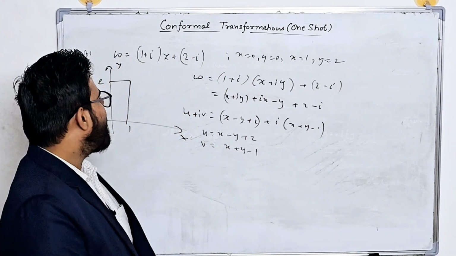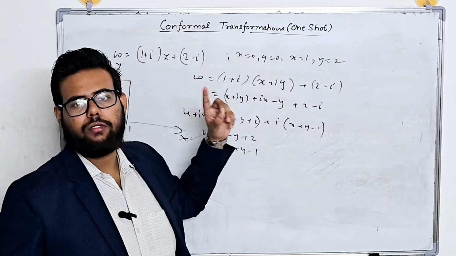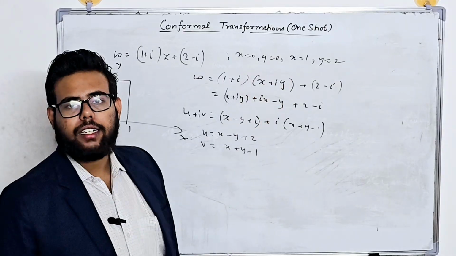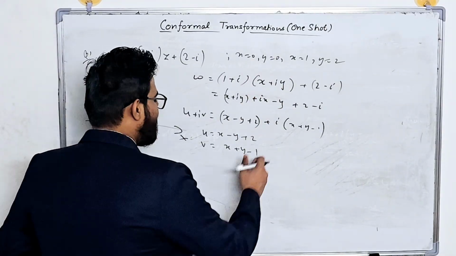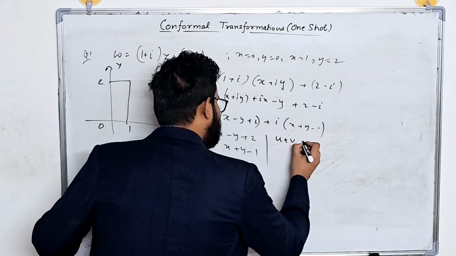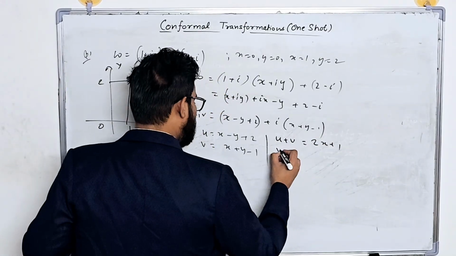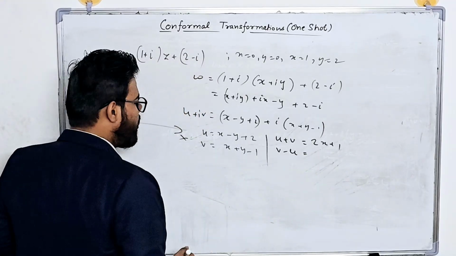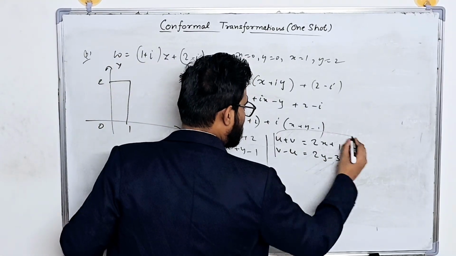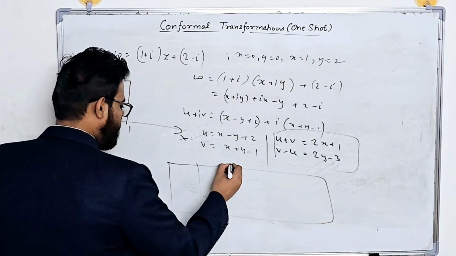Now again here we had just these lines, that x is equal to 0, y is equal to 0. We had just one variable, right? Hence we will just add them just like we did there. So u plus v is equal to what? 2x plus 1 and v minus u is equal to 2y minus 3, right? Okay.